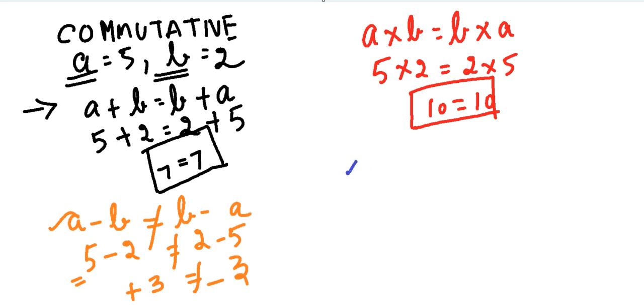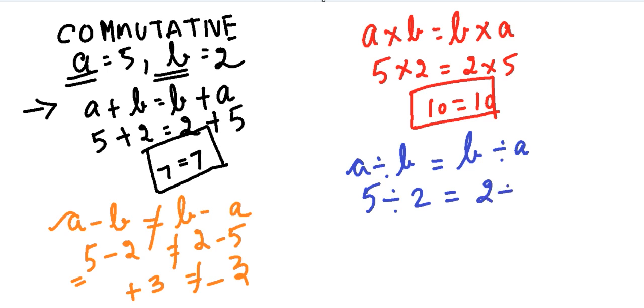Let's replicate the same for division. a divided by b is equal to b divided by a. So you get 5 divided by 2, and on the right hand side we get 2 divided by 5. So 5 by 2 is 2.5 and 2 by 5 is 0.4. So the left hand side and right hand side are not equal, and we come to a conclusion that division is not commutative.